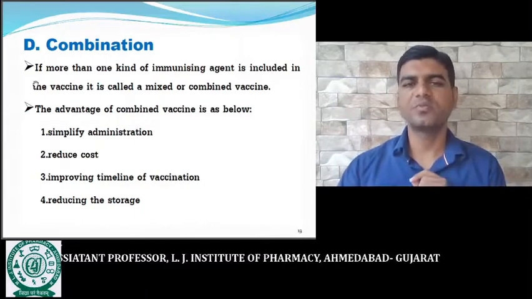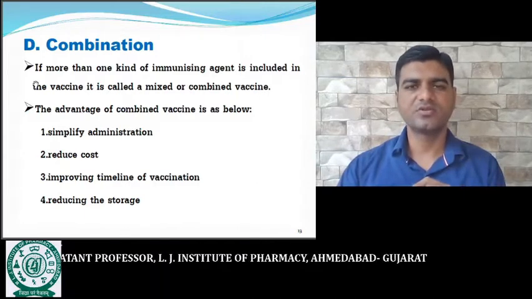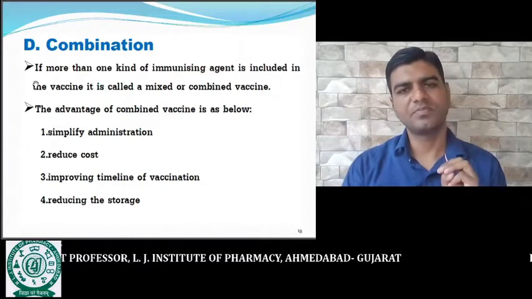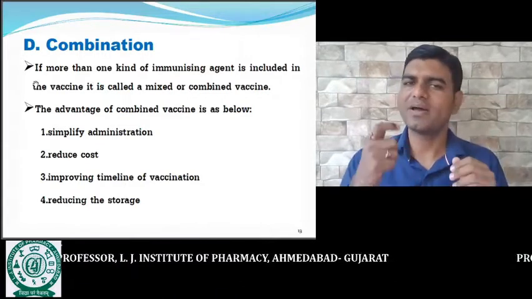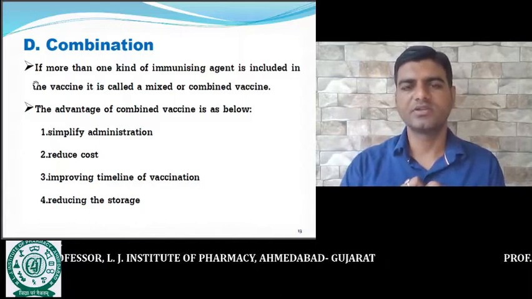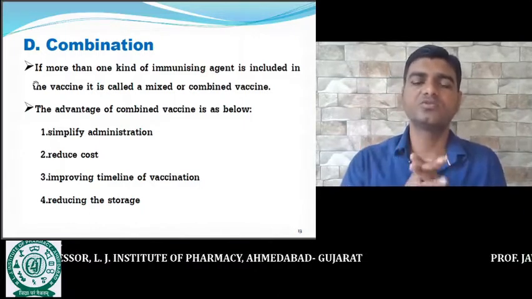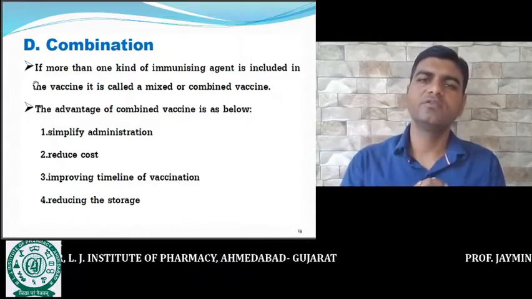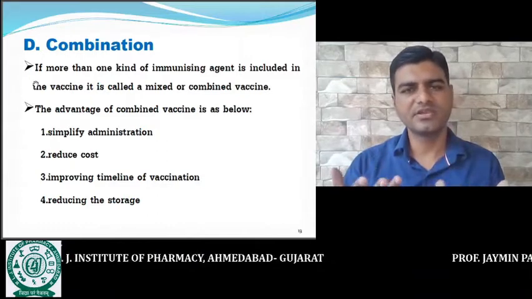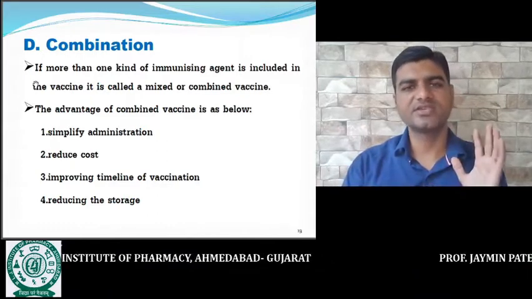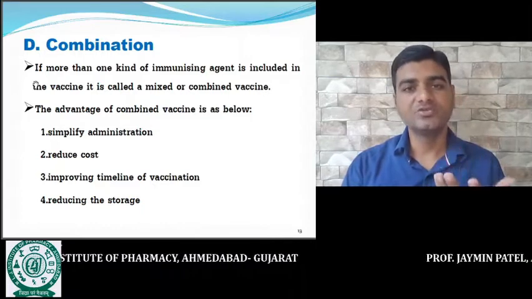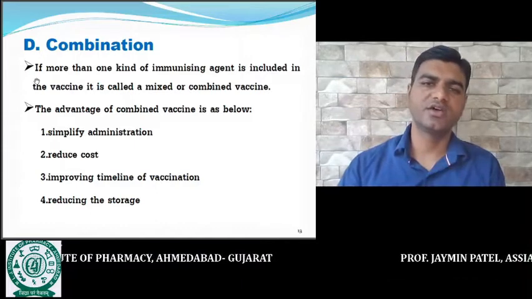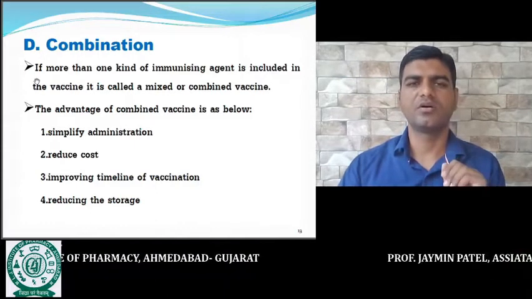The advantage of this combination vaccine is simplified administration. Suppose three antigenic agents are mixed in this preparation; if we combine them, then by a single dose we provide immunization to the patient. Otherwise, if we give it to the child separately, it is required to give it three times. So simplified administration means that with a single dose we provide immunization against three antigenic agents. It also reduces cost, improves the timeline of vaccinations, and reduces storage problems.